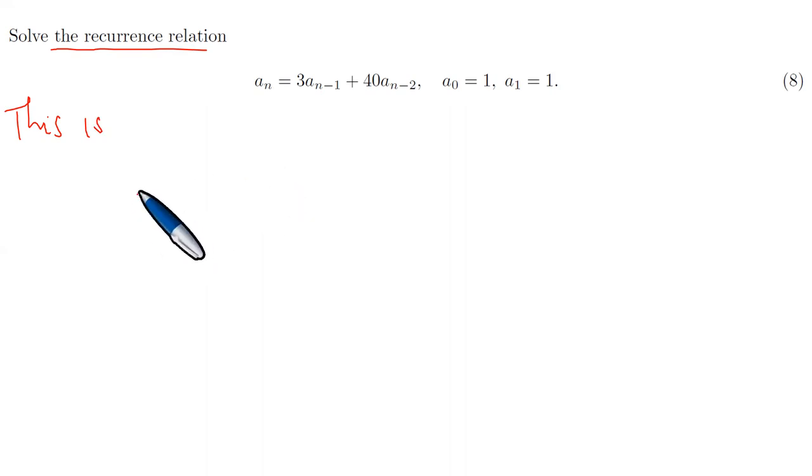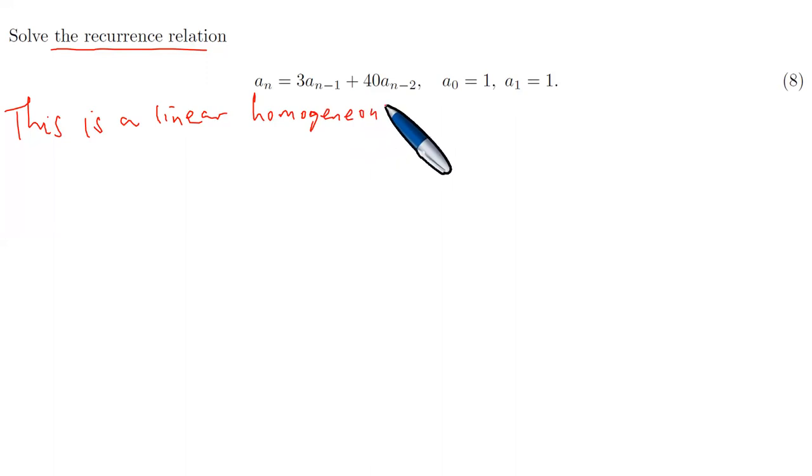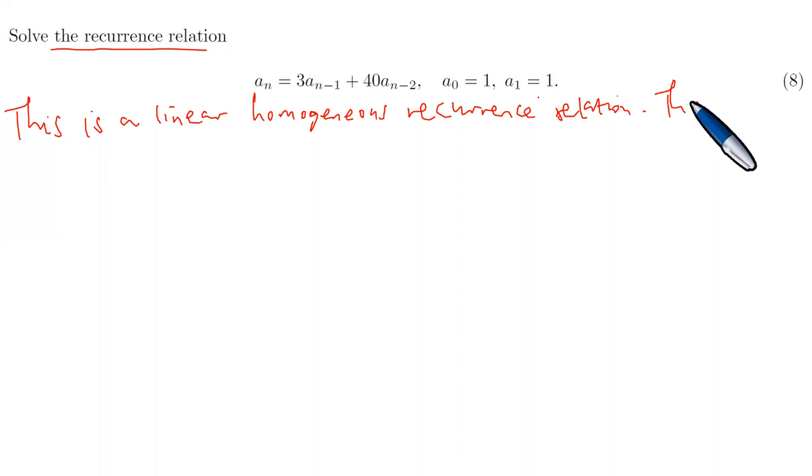So this is a linear homogeneous recurrence relation. Okay, we looked at an example like this on the recurrence relations. Not exactly like this, but with those subscripts, like a subscript n minus one, n minus two, the characteristic equation.